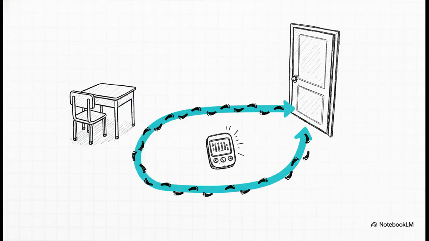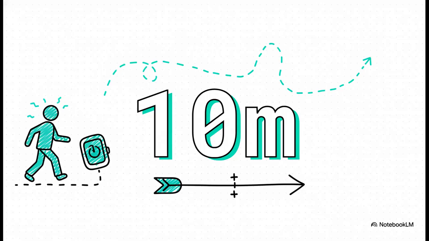Let's do distance first. Remember, distance is just the total ground covered. The student walked 5 meters to the door and then walked another 5 meters to get back. We just have to add those 2 parts together. So, 5 meters plus 5 meters gives us 10 meters. The total distance traveled is 10 meters. That is our first correct answer. It's what a fitness tracker would tell you.